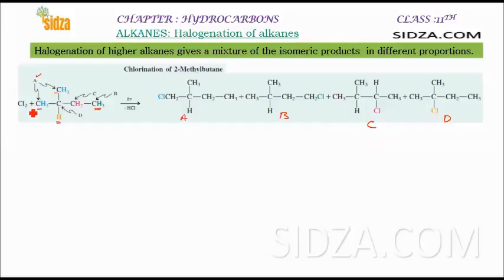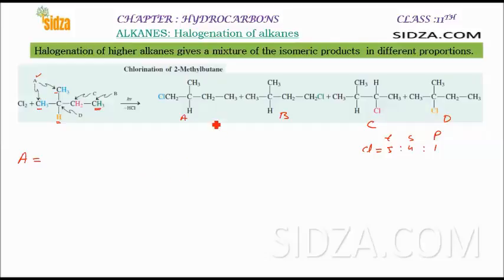And again, for the chlorination, we know the order of reactivity. What is the order of reactivity? Tertiary, secondary, and primary. It is 5 is to 4 is to 1. Fine. So now let's find the percentage of A.